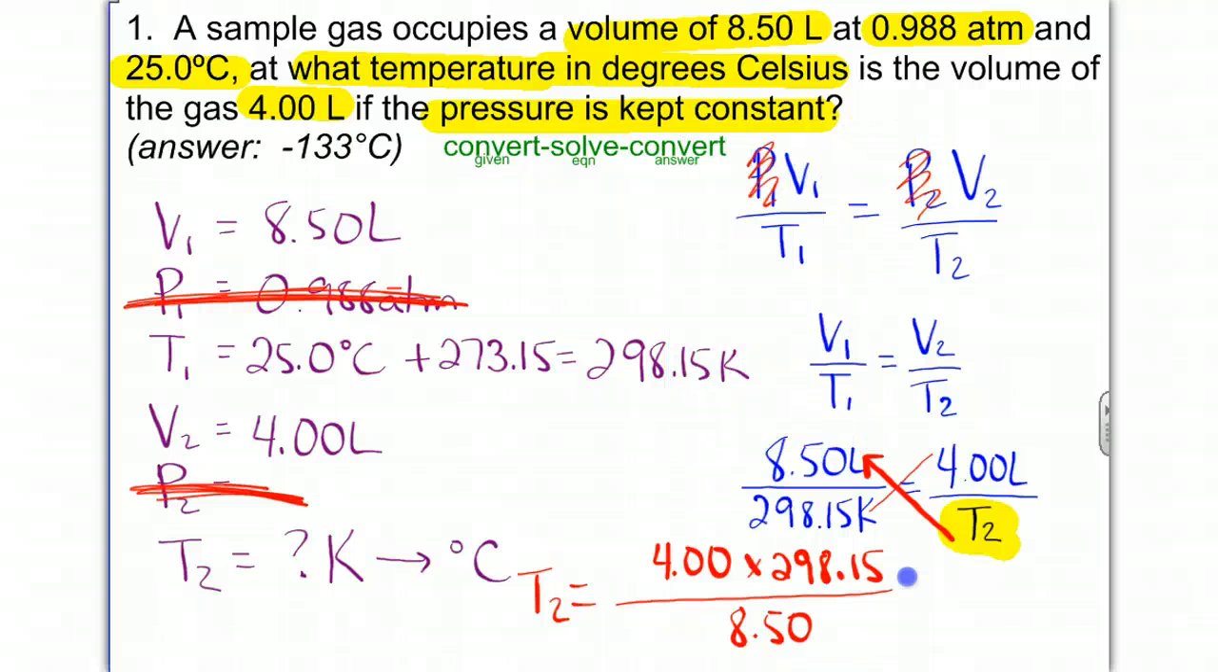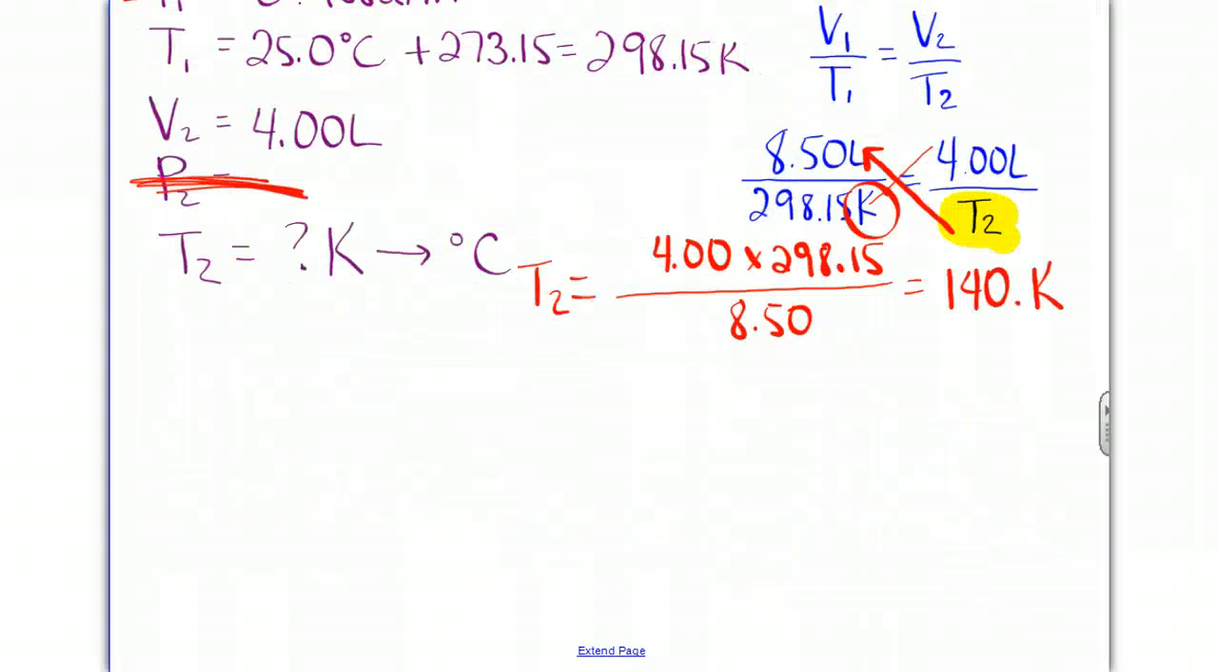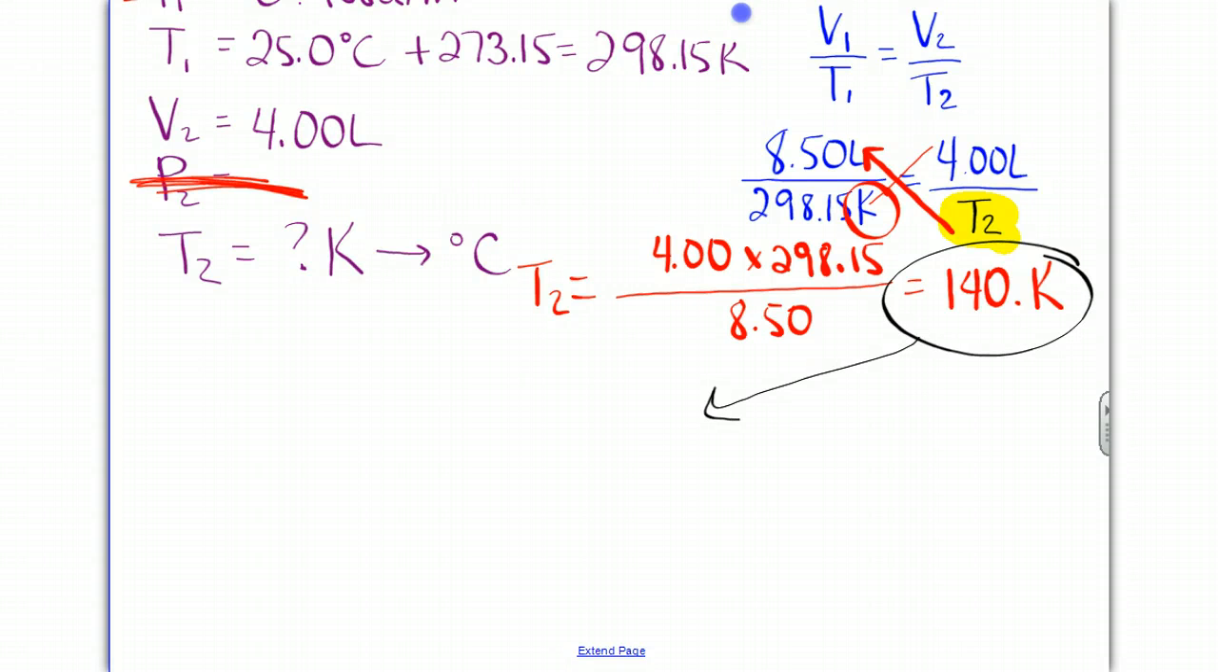So this will equal 140 with a decimal. And so far, this is in Kelvin. Keep that in mind. It's going to be this same temperature unit. Temperature 1 is in Kelvin, so temperature 2 is officially in Kelvin as well. Now, we want to go ahead and do our final convert, because we need this to not be in Kelvin, we need it to be in Celsius.